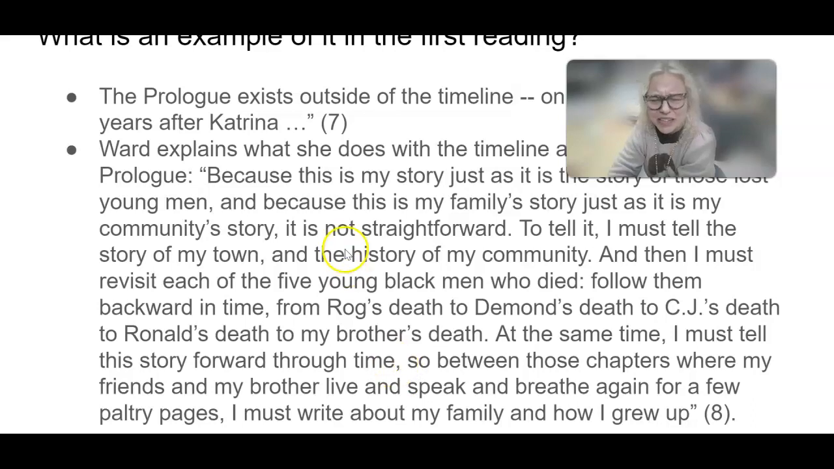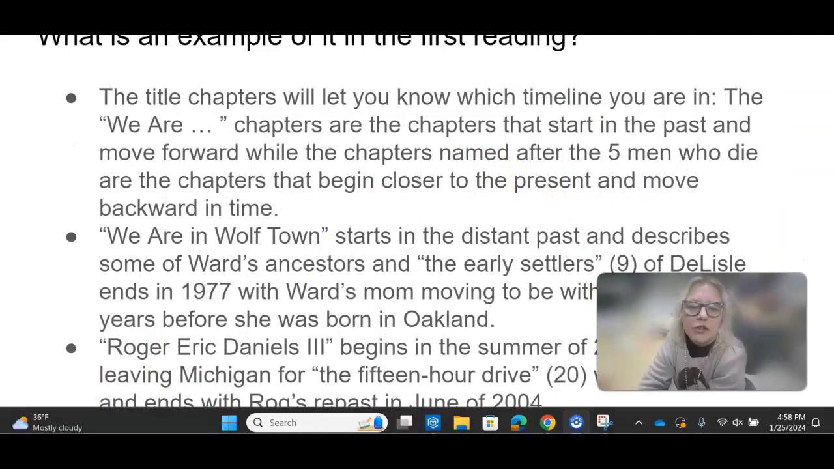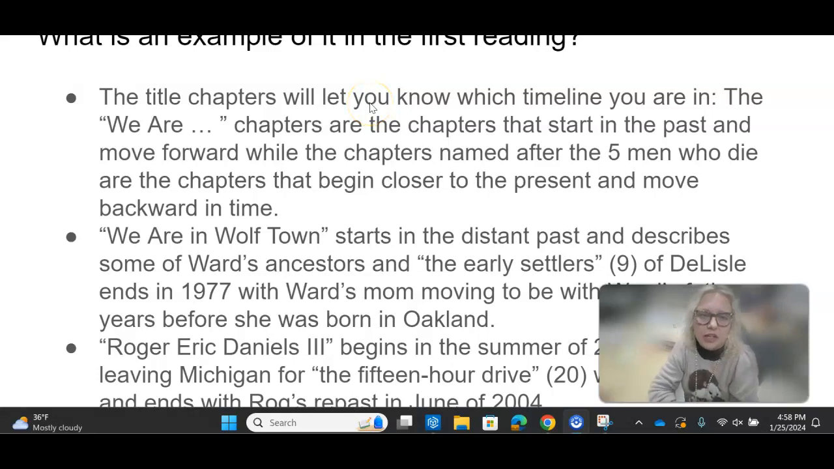Okay, I hope that you made some sense of that. It's a little bit hard to wrap your head around. Here's a couple other things you can jot down. The title chapters will let you know which timeline you're in. So the We Are chapters are the chapters that start in the past and move forward. Those are the ones about Ward herself, her story.